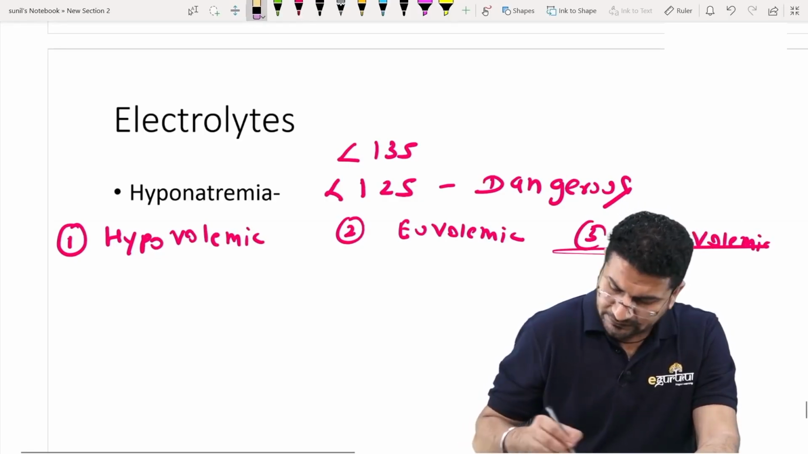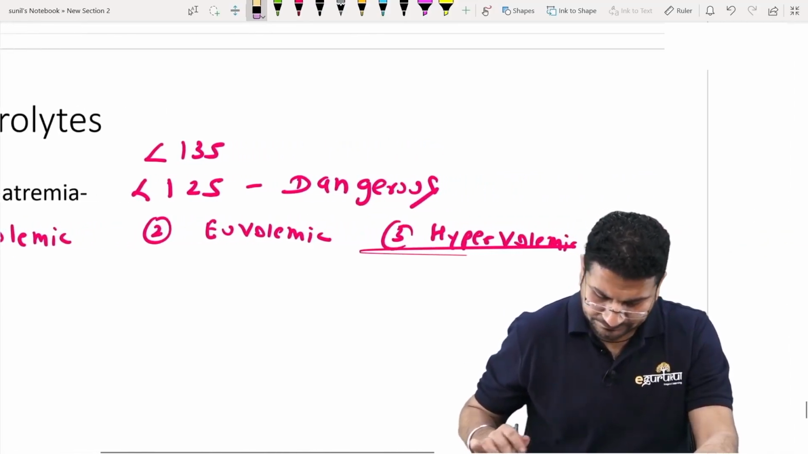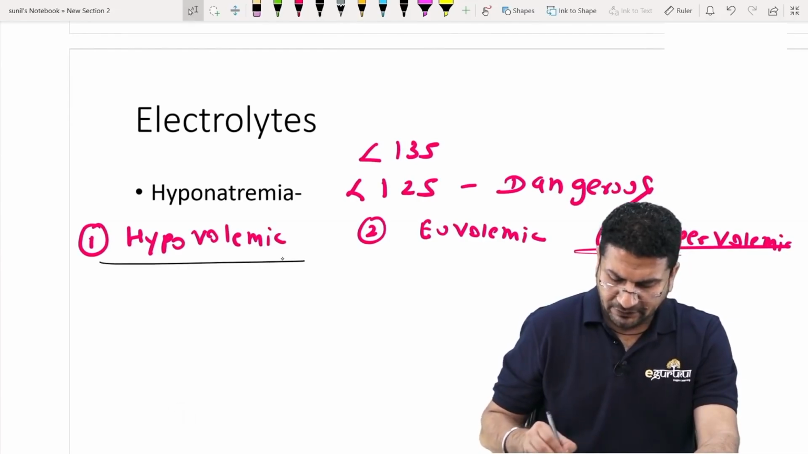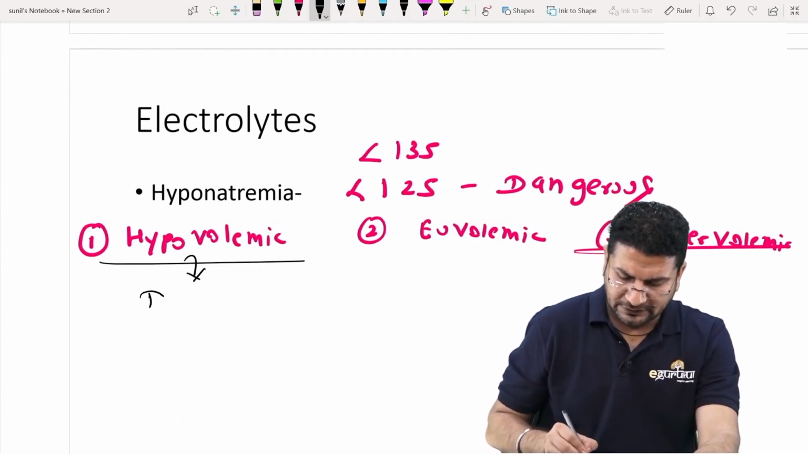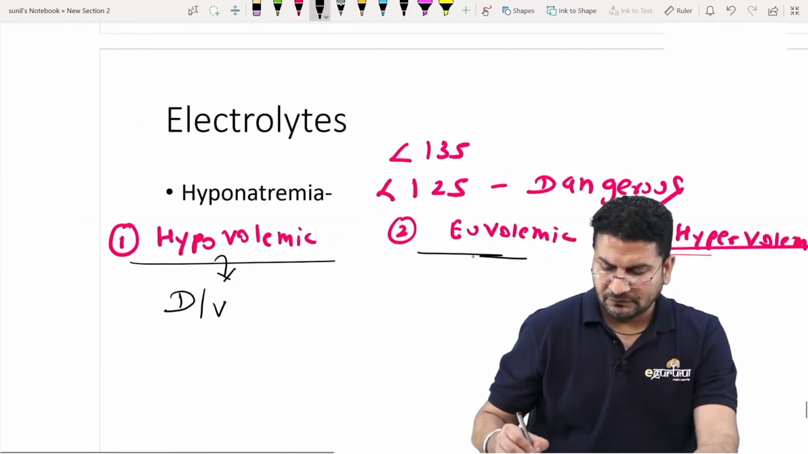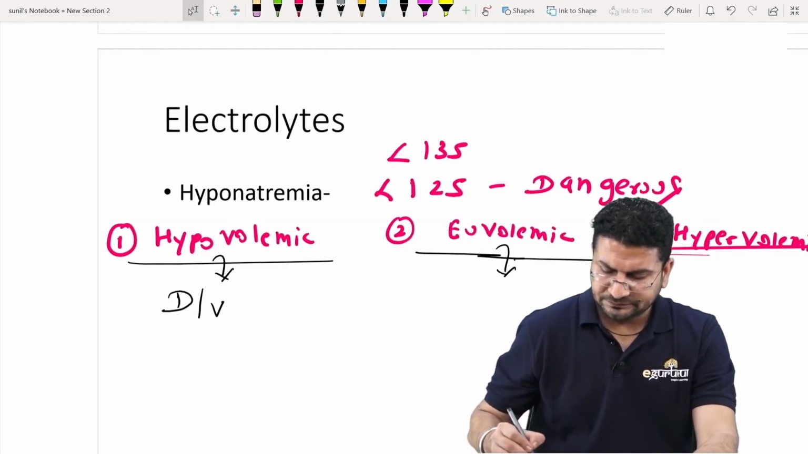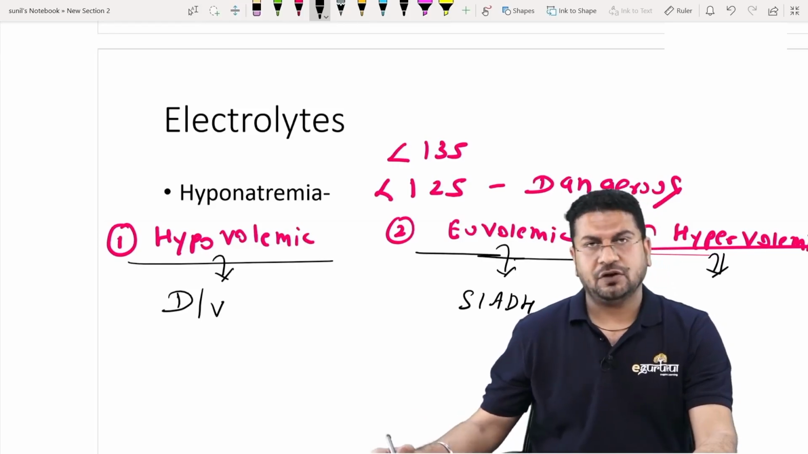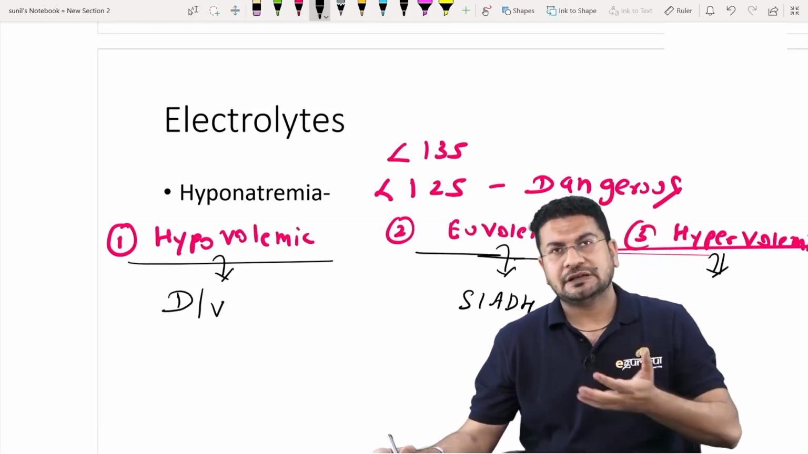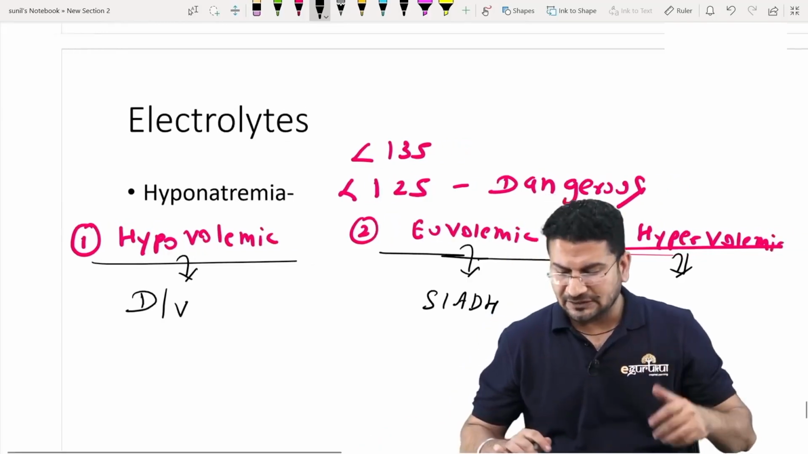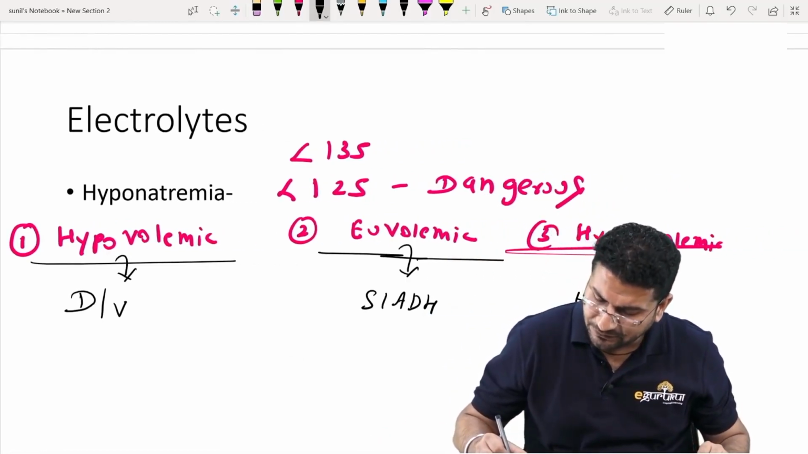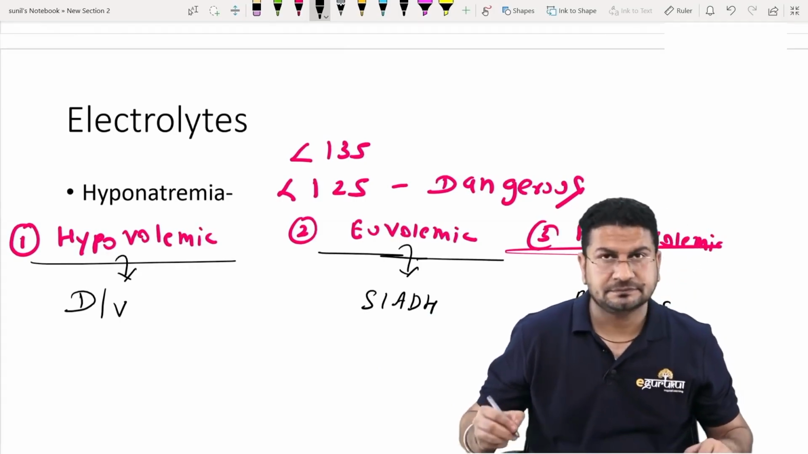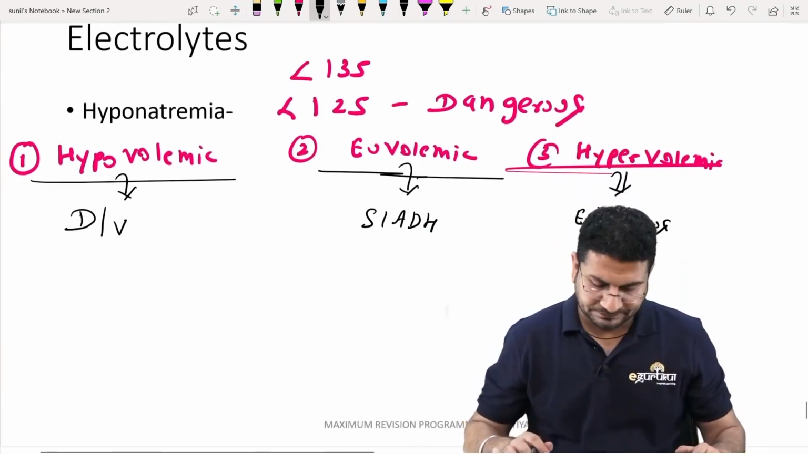So understand this, there is low sodium. Sodium is less for a reason, because the patient is having repeated vomiting or diarrhea. So the common cause is diarrhea and vomiting. Euvolemic means volume is normal. The common cause for this you should remember is SIADH. Hypervolemic means total body volume is more because entire water and sodium are accumulating in some third space. Third space means these are due to edematous conditions like ascites, anasarca, nephrotic syndrome.